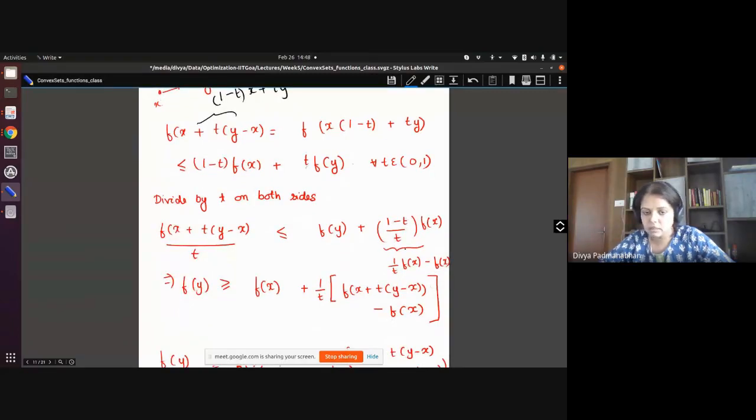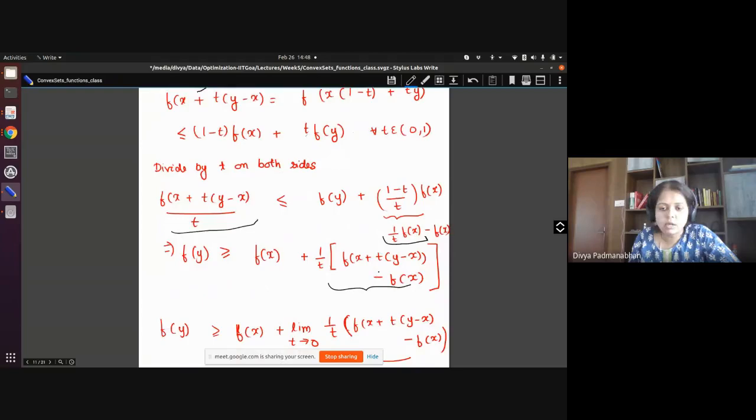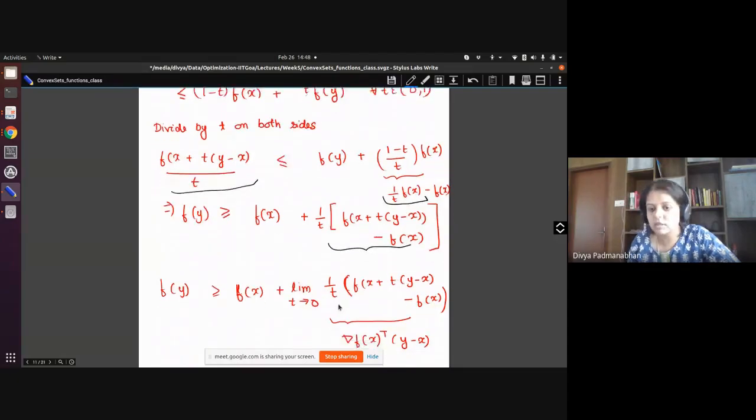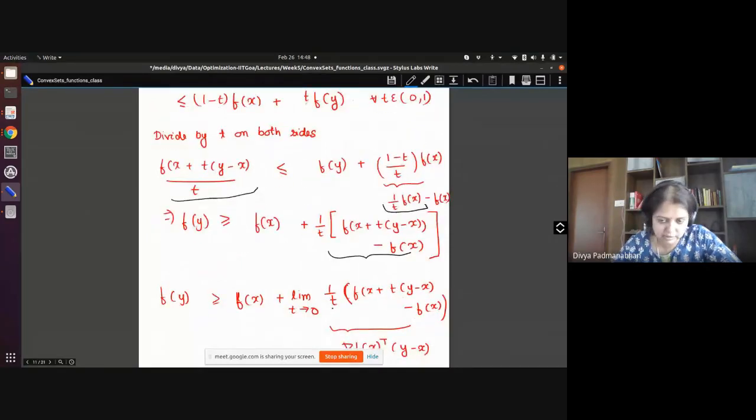It's just some algebraic manipulations here. Where you write (1 minus t) by t, this is just 1 by t times f(x) minus f(x). Now rearranging this, f(y) is just f(x) plus this term minus 1 by t times f(x). So this term and this term, 1 by t times f(x), together give you this. Now it's our usual operation: take the limit as t goes to 0. Because you want something in terms of the grad of f(x), that's why this limit t goes to 0 comes.